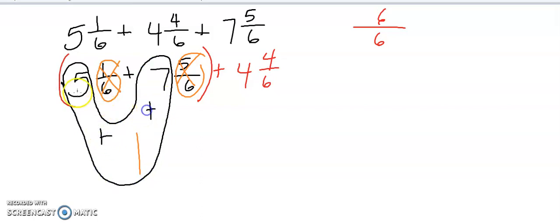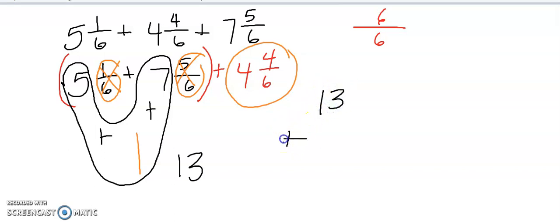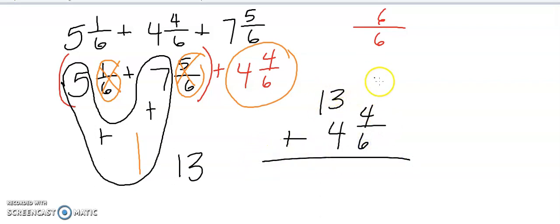Add them up together. 5 plus 1 gives me 6. Plus 7 more: 6, 7, 8, 9, 10, 11, 12, 13. My answer here is 13. And so now I'm going to come back and bring my 4 and 4/6 in. So now, again, stack 13 plus 4 and 4/6. Nothing here, so my fraction is 4/6. 3 plus 4 gives me 7. 1 plus 0 gives me 1. 17 and 4/6. Again, remember, our goal here is to make wholes. So 4/6 plus 1/6 only gave me 5/6. I'm looking to make 6/6 here.